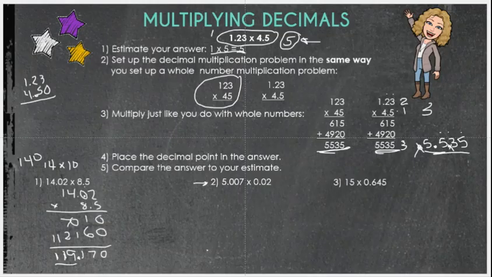And then I can double check it with my rule. I have 2 numbers to the right of the decimal point here and 1 here. That means I should have 3 to the right of the decimal point here. 1, 2, 3, and that checks out.